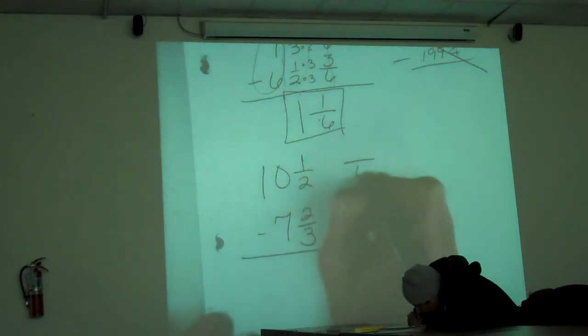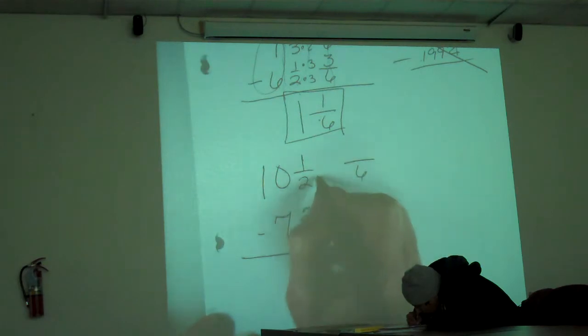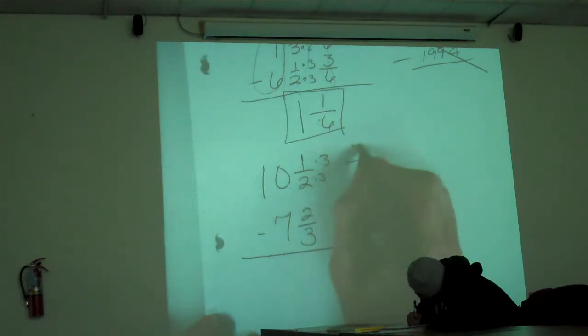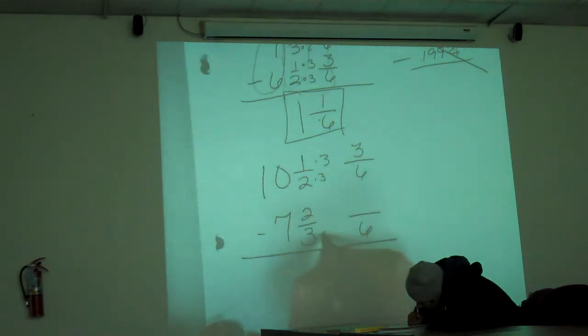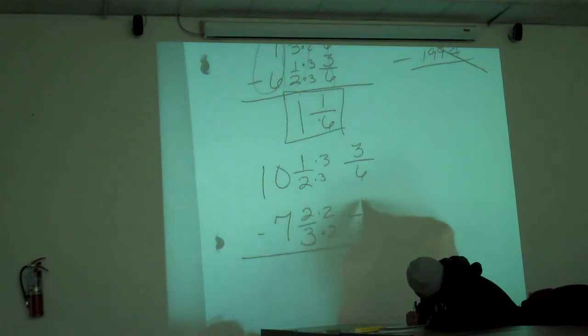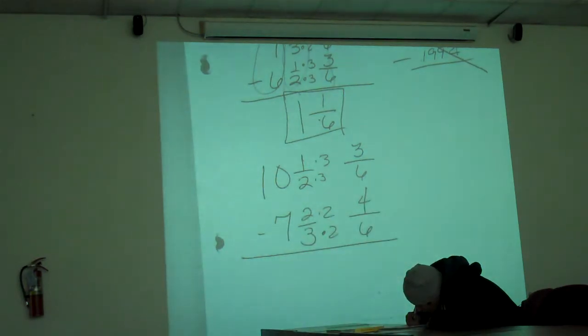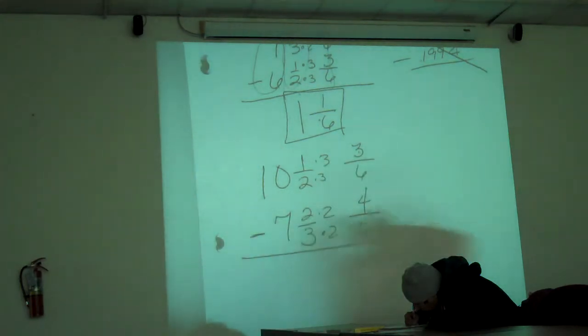Okay, common denominator 6 again. Now we have the 3/6 on top. We're doing times 2, and we have the 4/6 on bottom. Okay, so we need to borrow. We have 3 minus 4. You can't do 3 minus 4 here. You need to have enough of them to take away.